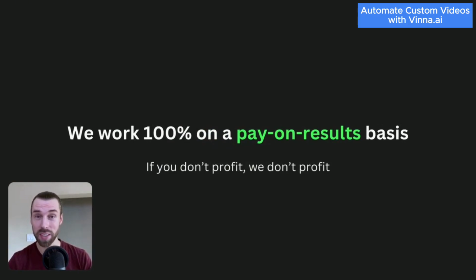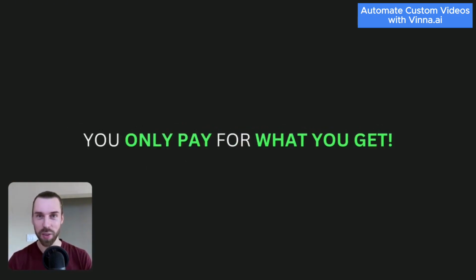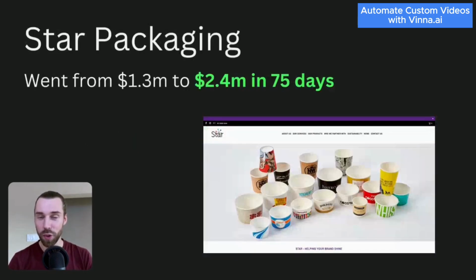And what that means is that we reverse the risk onto us and have direct skin in the game helping you. So if you don't profit, we don't profit either. It's as simple as that. And we have incentive structures perfectly aligned, meaning there's no risk on the table for you and there's literally only upside and it's amazing. Now, we've already helped many other Australian brands before, including Star Packaging, who recently went from 1.3 million to 2.5 million in just 75 days.